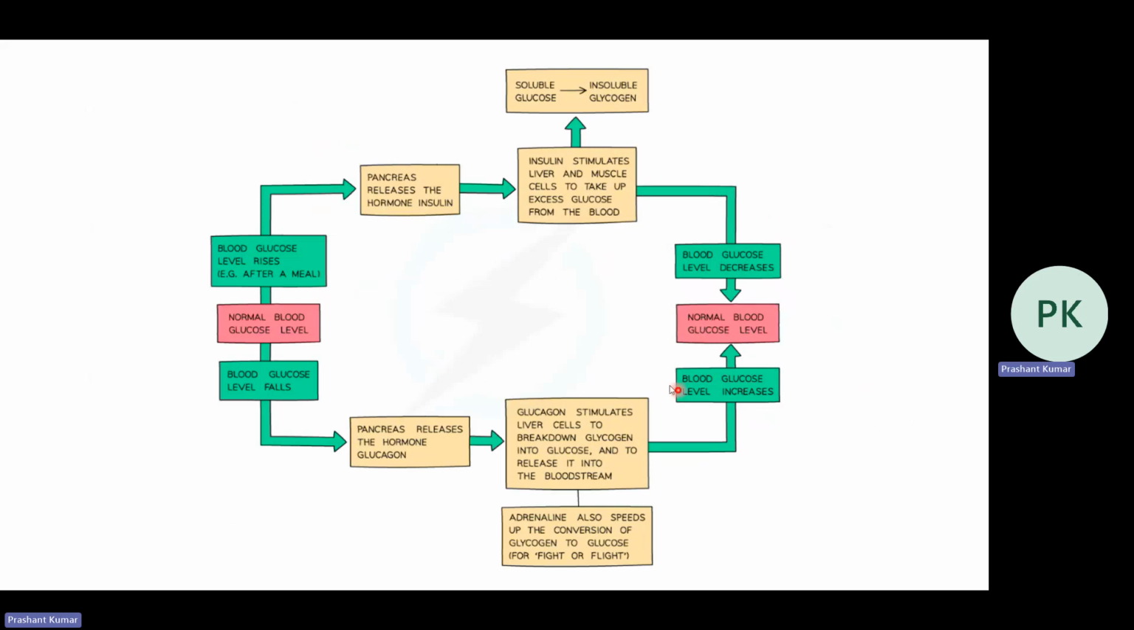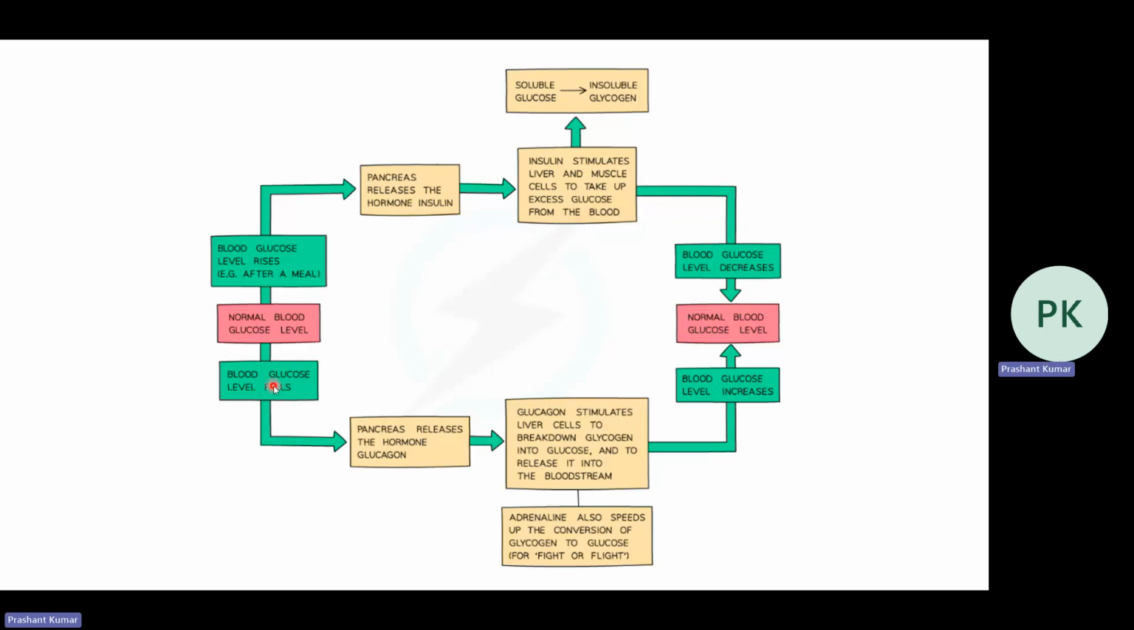Let's try to understand this whole process from here, from the left side. The blood glucose level rises after a meal, right? Who will detect the increase in the sugar molecules in the blood? The pancreas. It will produce insulin. Insulin is going to stimulate the liver and muscles to take up the glucose and convert it into glycogen. In this way, blood sugar will decrease and the normal set value will be achieved.